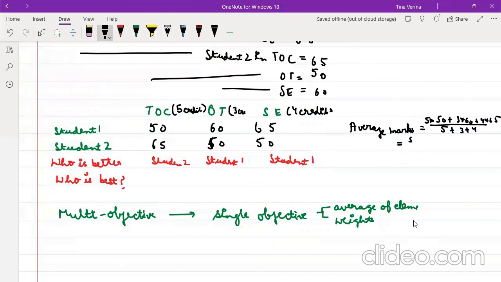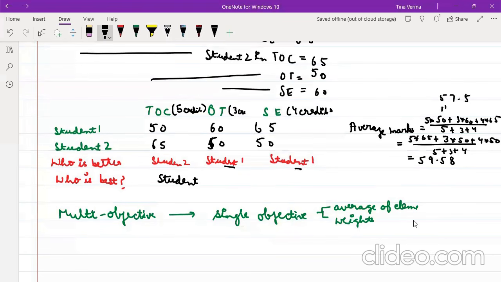Again, for student 2, what you will have: 5 into 65, sorry, 3 into 50 plus 4 into 50 divided by 5 plus 3 plus 4. So this is coming out to be 57.5 and it is coming out to be 59.58. Now, can you tell who is best? Second, right? So you can see, जब आप better की बात कर रहे थे, तो student 1 2 place पे आ रहा था. That does not depend. Now it is depending on the weights which you are assigning, right? So who is best? So student 2 is best.